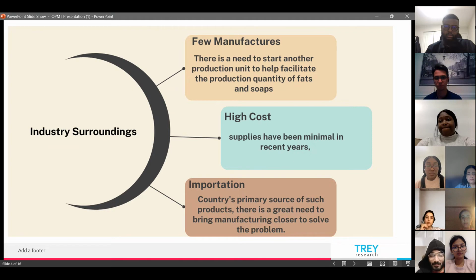Last but not least, the important thing is that Canada is importing a huge amount of soap and oil from other countries. So if we make soap in the Canada region, it will indirectly benefit the economy of Canada. That's why it is also important. Now I will explain the next slide.